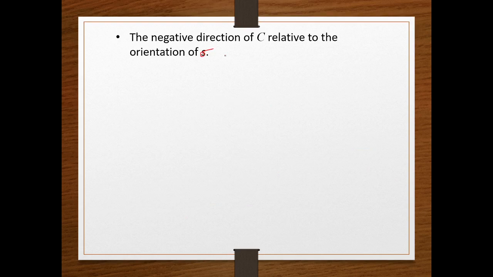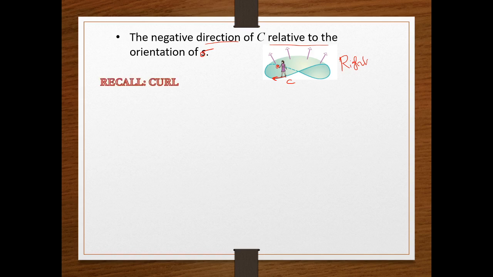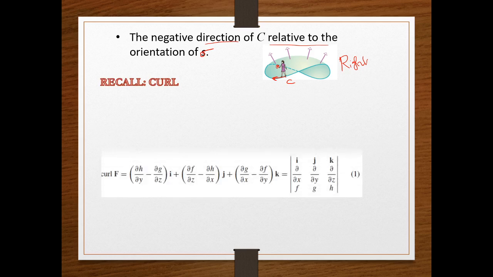And the negative direction of C relative to the orientation of sigma is this: if a person walks along the boundary C and the surface is on the right side of the person, then the orientation is negative. Okay, negative orientation. Now we will recall what is the curl of a vector field.